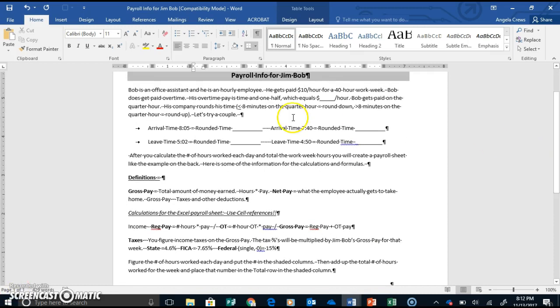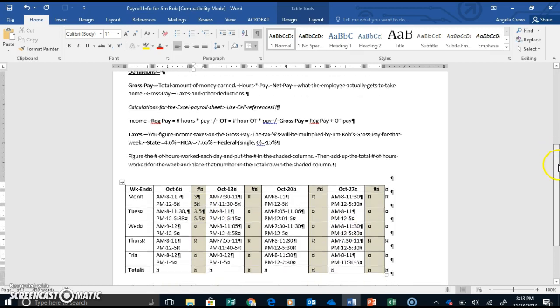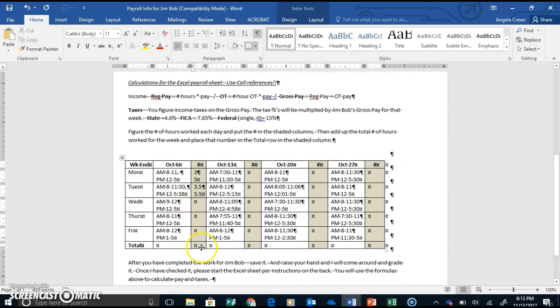So here we're going to need to use this less than or equal to 8 minutes on the quarter hour round down. So we're going to scroll down here. So here he worked 12 to 5:38. So that is equal to or less than 8 minutes, so we're going to round down to 5:30. So you would do the 12 to 1, 1 to 2, 2 to 3, 3 to 4, 4 to 5, and a half. Okay, and then you would just continue to go down and work through the sheet.